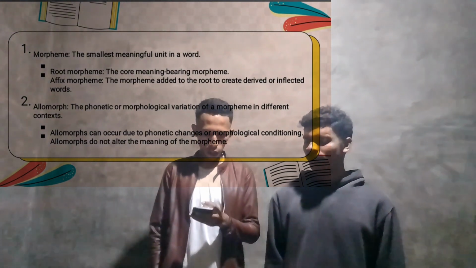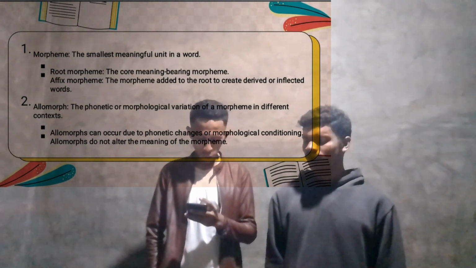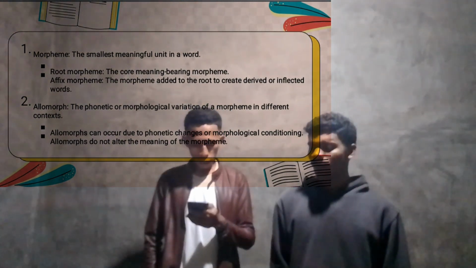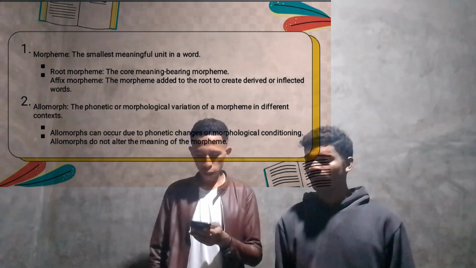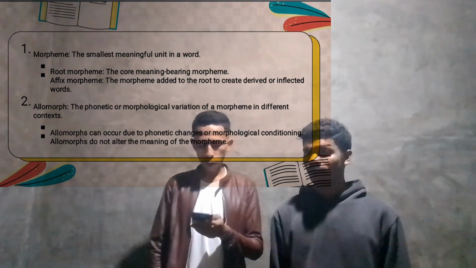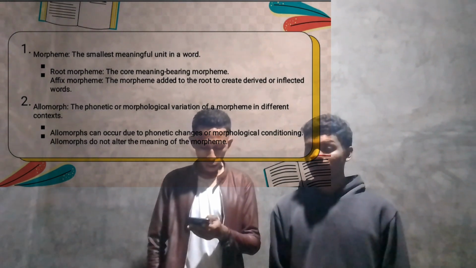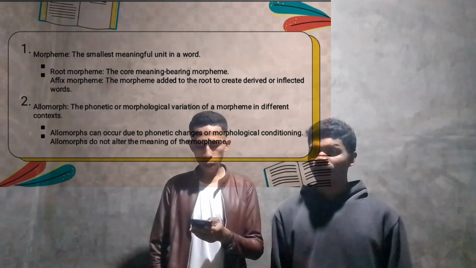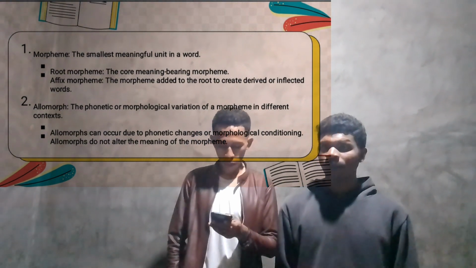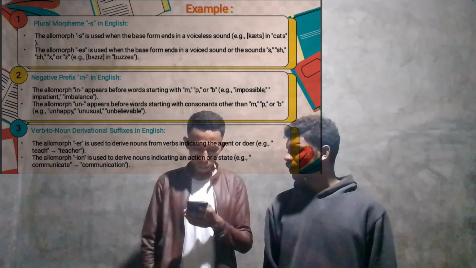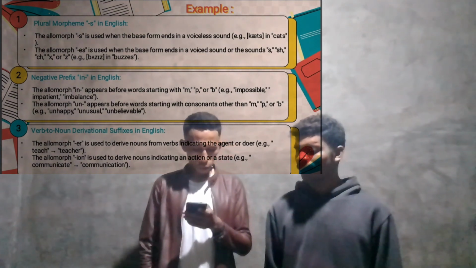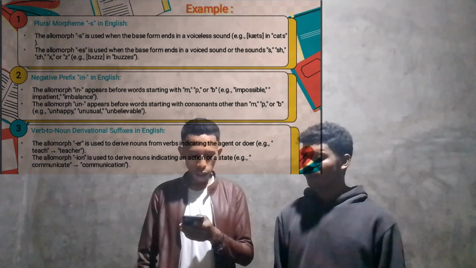And allomorphs have characteristics. The first one is allomorphs can occur due to phonetic change or morphological conditioning. Next is allomorphs do not alter the meaning of the morpheme. So I want to give you an example from the plural morpheme in English.